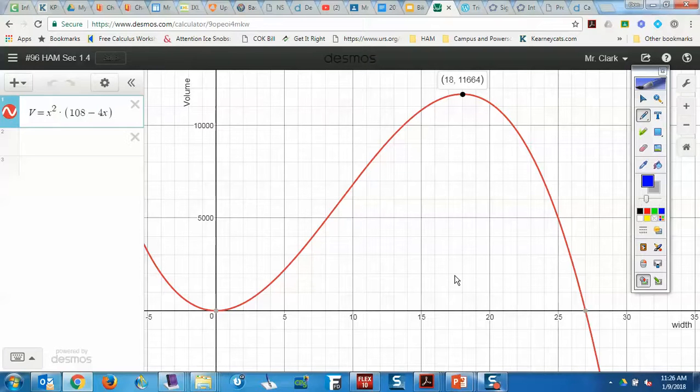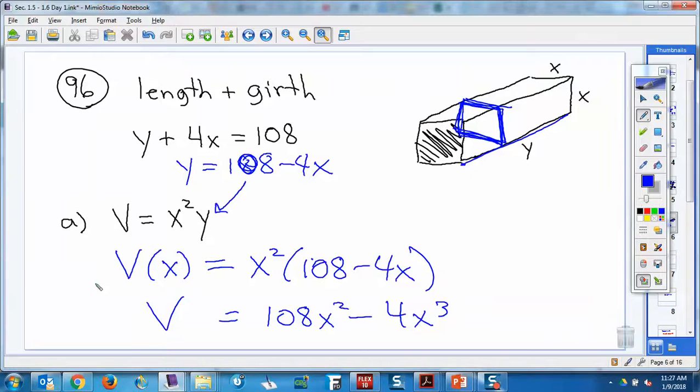11,664. I had like 18. But then the volume was 11,664, right? So the X value is 18 and the volume is 11,664, okay? And if you look at this, if the X value is 18, that would be 18 by 18.